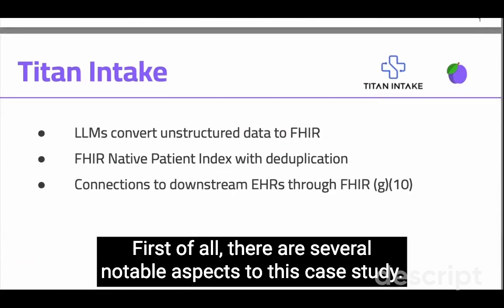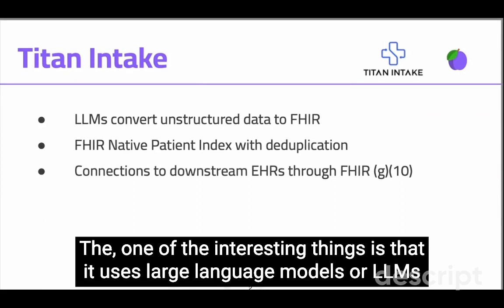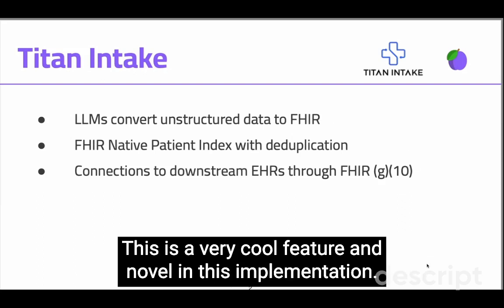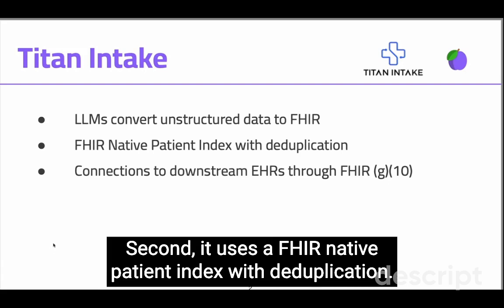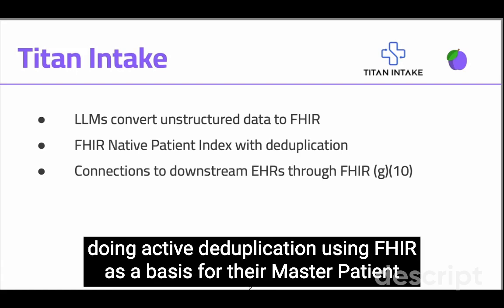First of all, there are several notable aspects to this case study. One of the interesting things is that it uses large language models, or LLMs, to convert unstructured data into FHIR. This is a very cool feature and novel in this implementation. Second, it uses a FHIR native patient index with deduplication. So when you think about the patient resource in FHIR, the Titan team is doing active deduplication using FHIR as a basis for their master patient index.